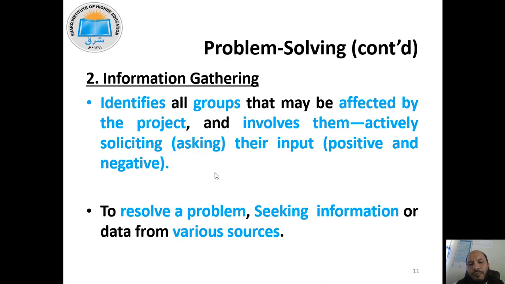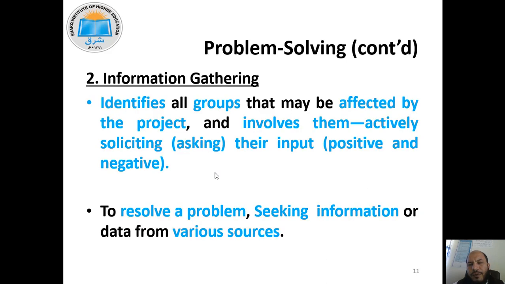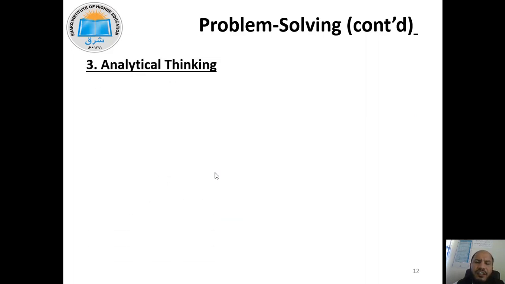He should seek information or data from various sources. So it is one of the competencies of a project manager to collect information from different sources to solve the problems which have been faced by the project. And the third competency within problem solving is analytical thinking.